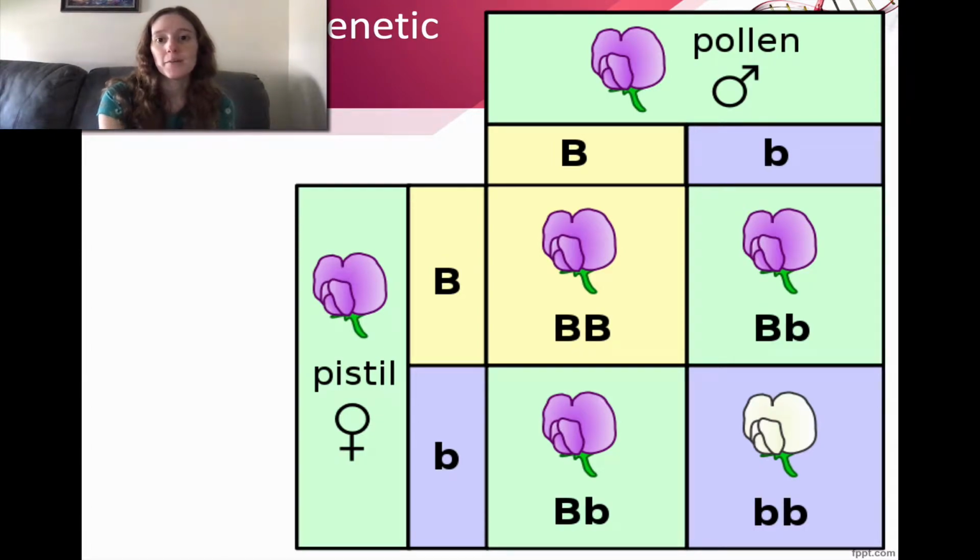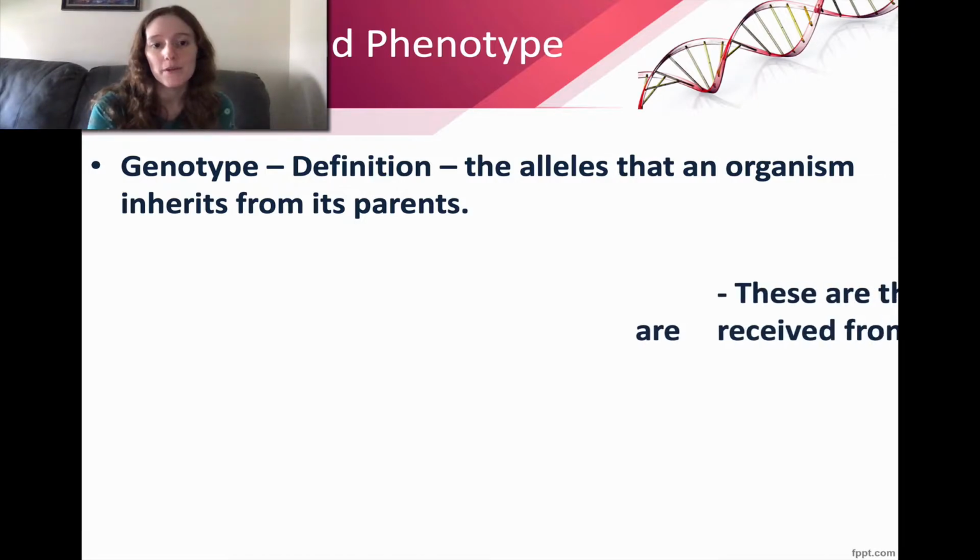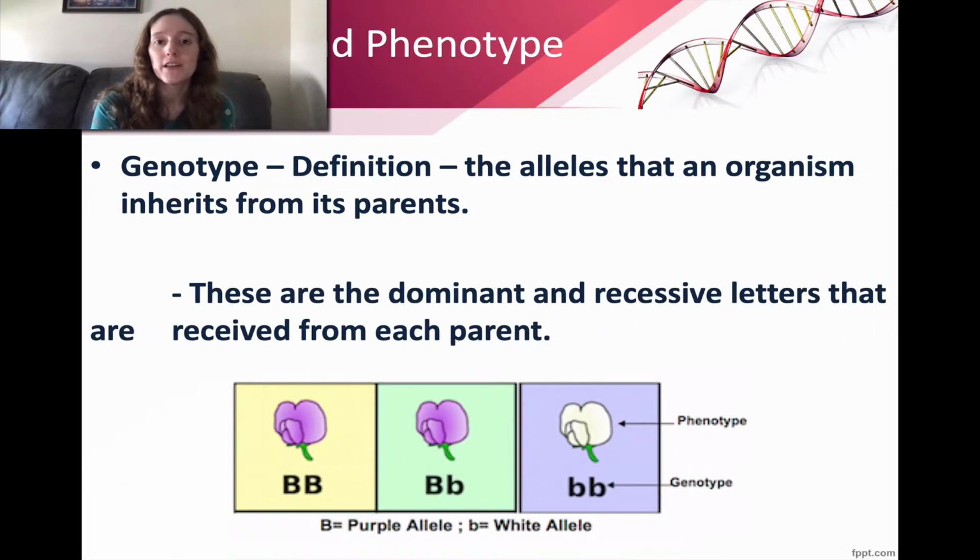So this is just what a Punnett square looks like. To give you a refresher, you probably did these back in 7th grade. I don't know if you touched on them at all last year. A genotype. You've probably heard this word before. It's the alleles that an organism inherits from the parents. So there's dominant and recessive alleles. Normally dominant is going to be represented by 2 capital letters, recessive is going to be 2 lowercase letters, and you can have the heterozygous form, which is 1 of each letter.